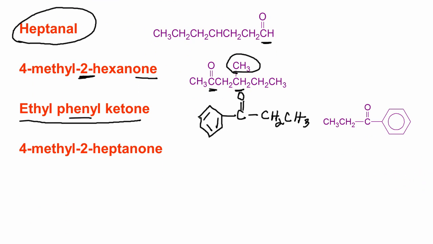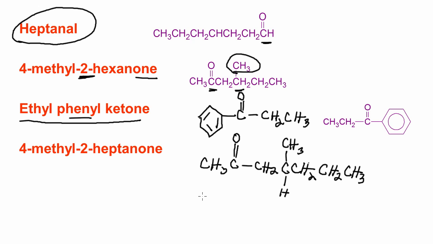Here we have 4-methyl 2-heptanone. So I would go ahead then and draw this with my carbonyl carbon on carbon 2. So this is a ketone. And then we'll have a methyl group on carbon number 4. So here we would have 4-methyl 2-heptanone. So again, carbonyl group is carbon 2, methyl group on carbon 4.